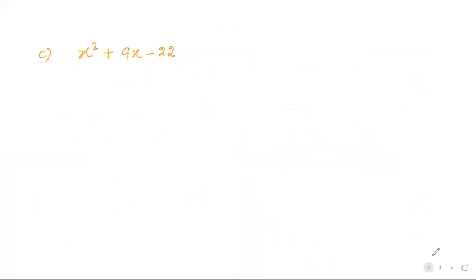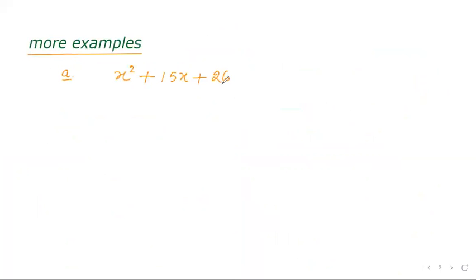We see the constant term is 26 here, and the middle term is plus 15 here. So we need two numbers whose product is 26 and the sum is 15, right? Sometimes you may find it difficult to think. Then we can quickly think of the factors of 26 starting from 1. So 1 and 26, the product will be 26, but the sum will be 27. So this is ruled out.